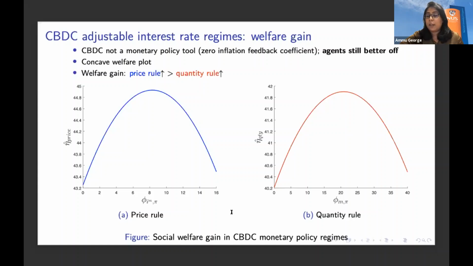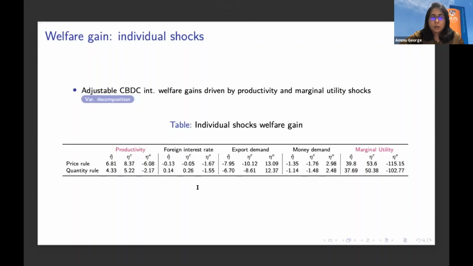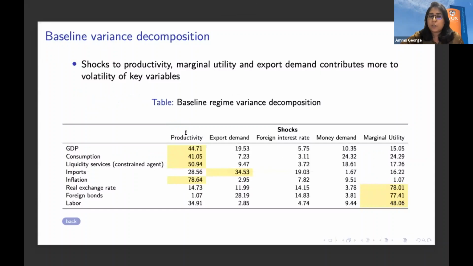Next, we wanted to see, there are five shocks in consideration. Do all shocks result in a welfare improvement? But the answer is no. It's only under two shocks that the agents have a welfare gain, and it's driven by the productivity and marginal utility shocks. And this is because, when we go back to the variance decomposition, most of the volatility in the variables is explained by the productivity and marginal utility of consumption shocks. So these two shocks driving the welfare gain is self-explanatory.